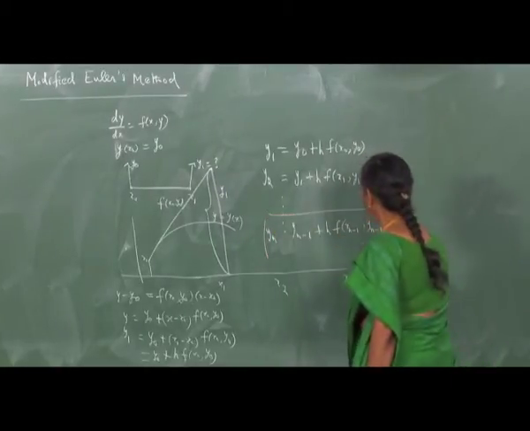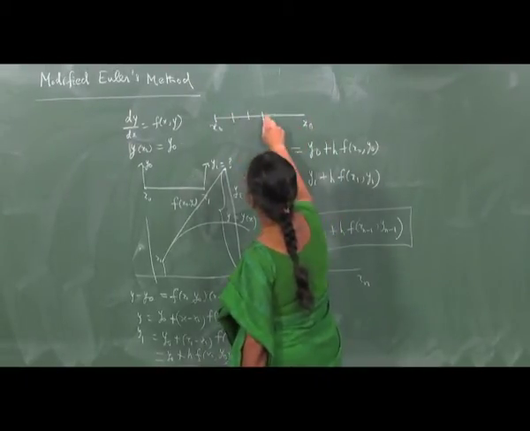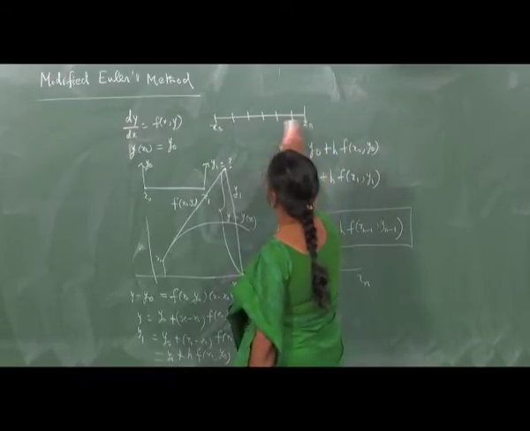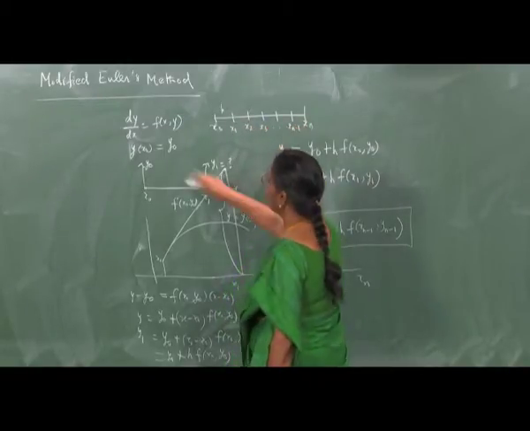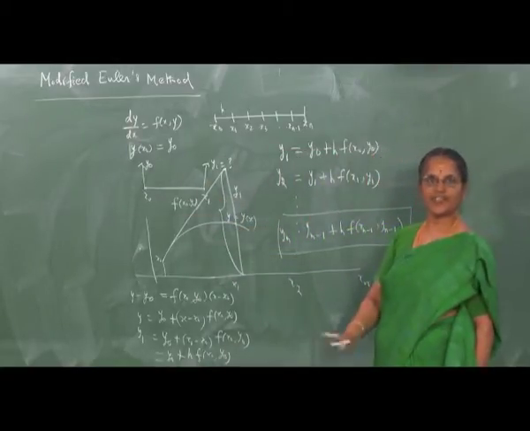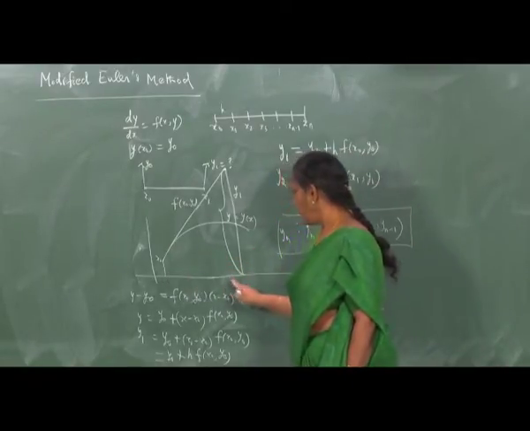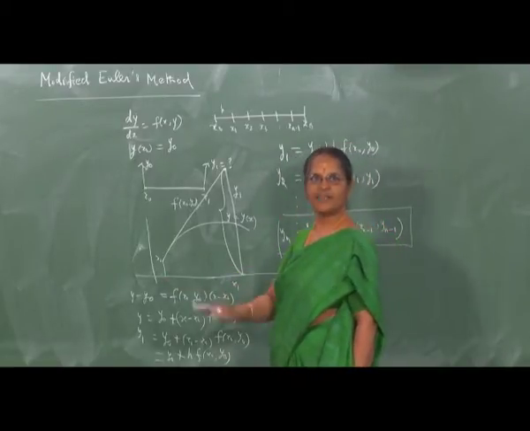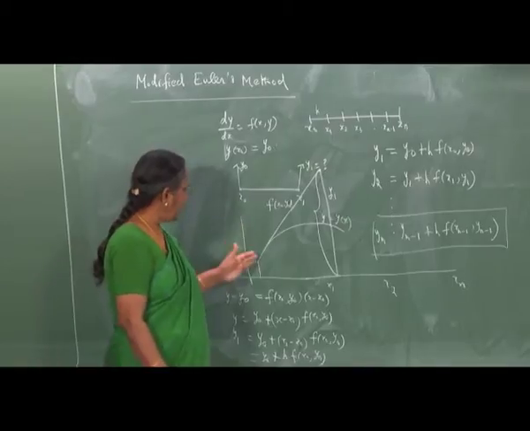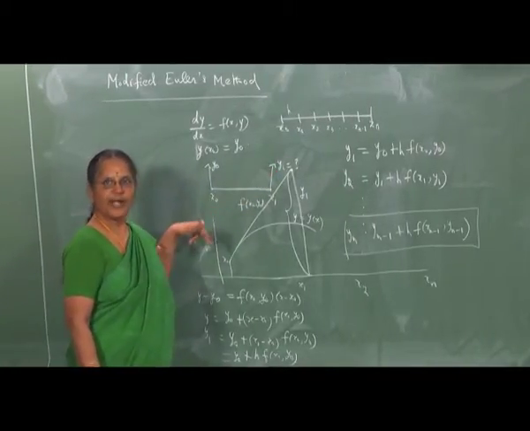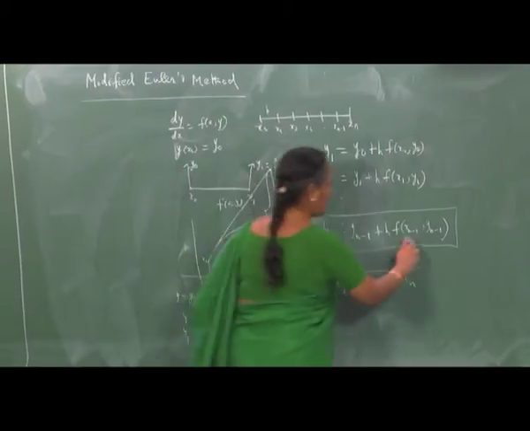So, if I require the solution of this problem in the interval x0 to xn, I divide the interval into a number of equally spaced points with step size h and determine the solution at these points using Euler's method, which is based on the assumption that the solution curve in any subinterval of the form x0 to x1, or any subinterval of the form xi to xi plus 1, is approximated by a straight line passing through the point xi comma yi and having slope f of xi, yi. That is Euler's method.